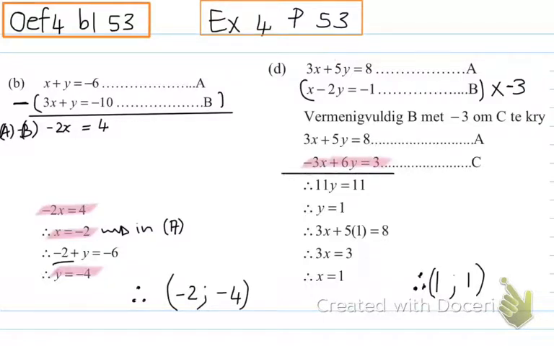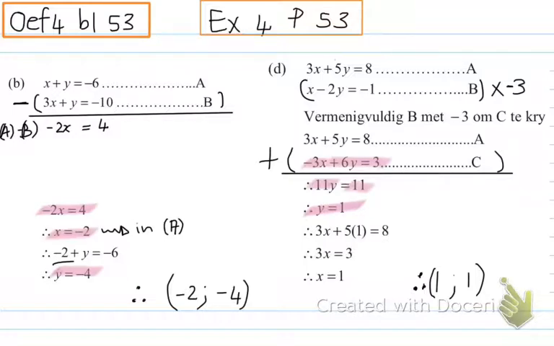Then I'm going to add these equations. Now I call that one number C. So it's 3x minus 3x is 0. 5y plus 6y is 11y is equal to 8 plus 3 is 11. I divide by 11 on the other side, so I get y is equal to 1.